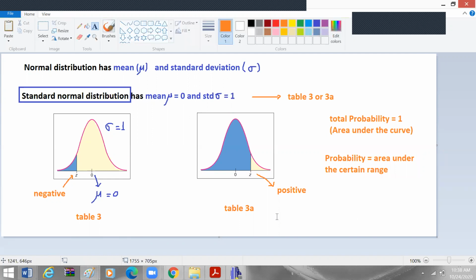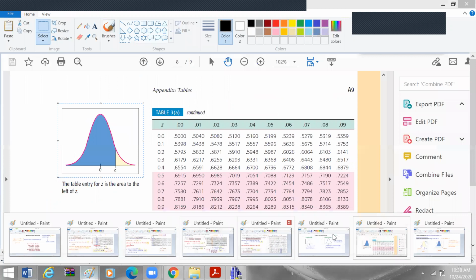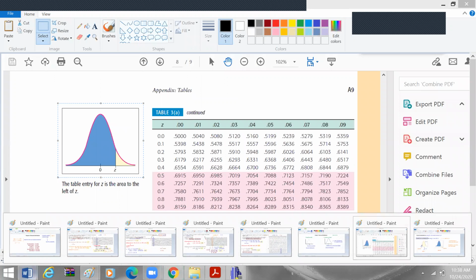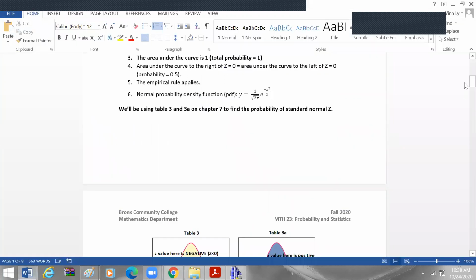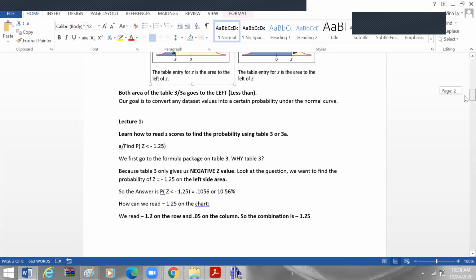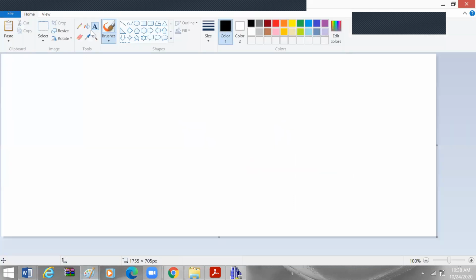So let me try it out with a few examples and see what's going on. I'm not sure which one I'm going to work on, so let me go back to the notes. So this is what we have right here. For table number 3, the table entry for z goes to the left side. The z value here is less than 0, and the z value there is positive. So for instance, I want to look for the probability of z less than negative 1.25. We just want to learn how to read the chart.